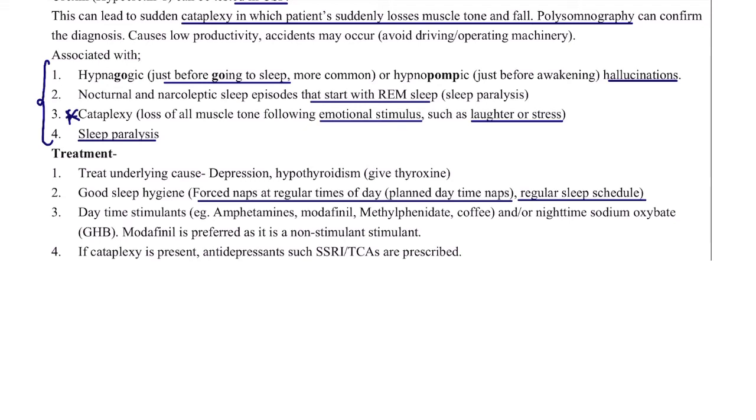And then you can give these patients stimulants such as amphetamines, modafinil, methylphenidate, coffee, and something called GHB. And remember this, modafinil is preferred over the others because it's a non-stimulant stimulant. It's not going to cause the side effects of amphetamines such as increased heart rate, loss of appetite, all of these. And if cataplexy is present, you can use antidepressants such as TCAs and SSRIs.